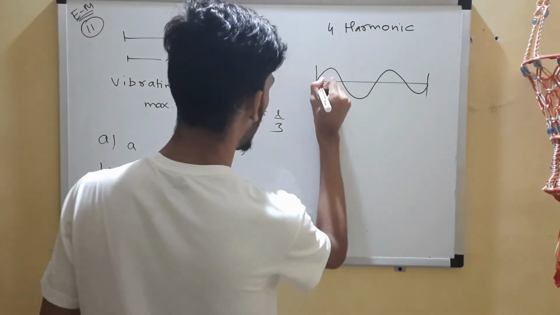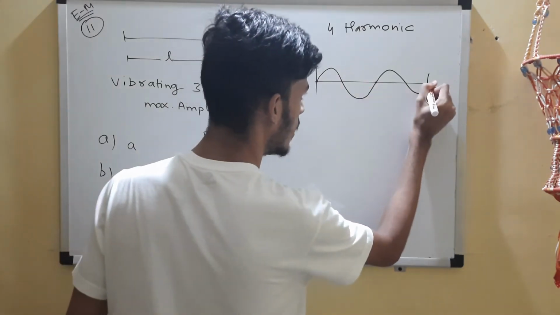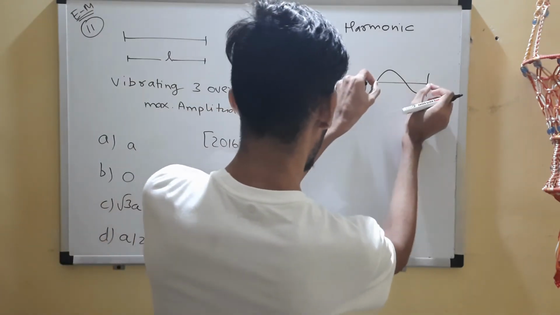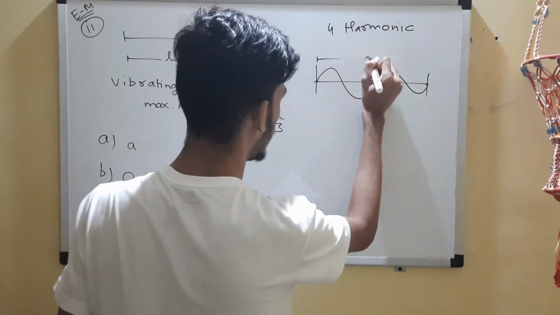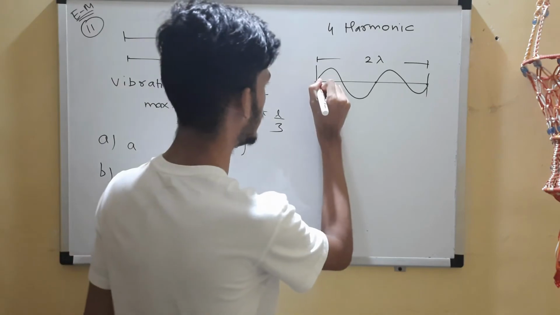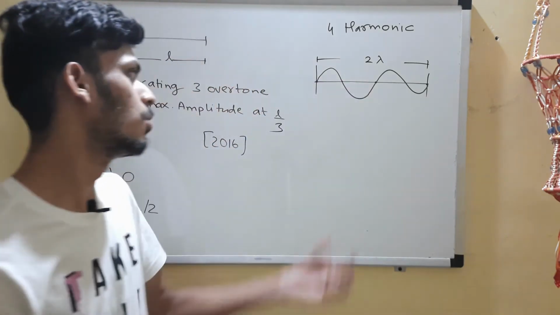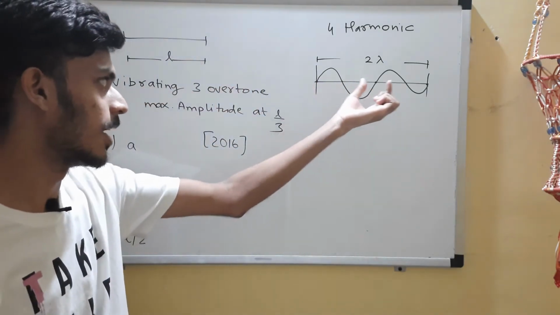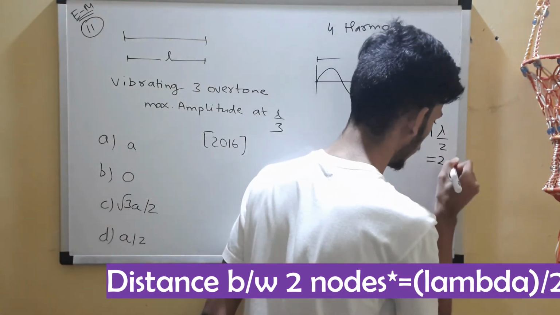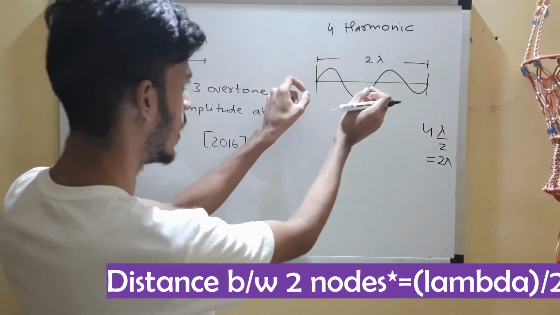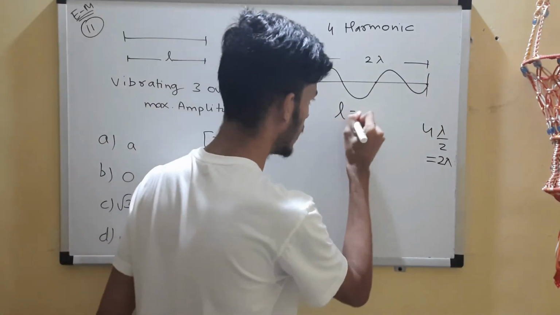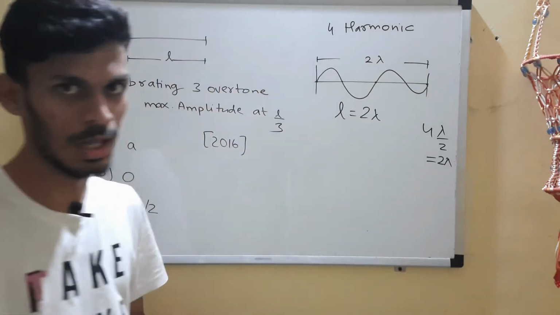Now you can see that this entire distance is 2 lambda. You can see 2 wavelengths over here, 1 wavelength, 2 wavelength. Or some of you might remember it this way, that the distance between two nodes is L by 2. So L by 2, L by 2, L by 2, L by 2, 4 into L by 2, which is 2 lambda. So the length of that string is nothing but 2 lambda.